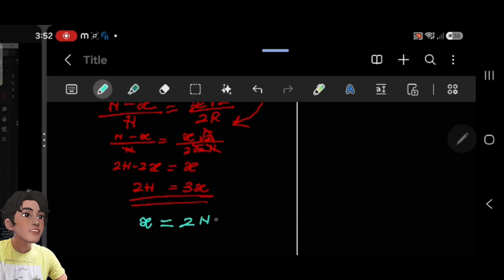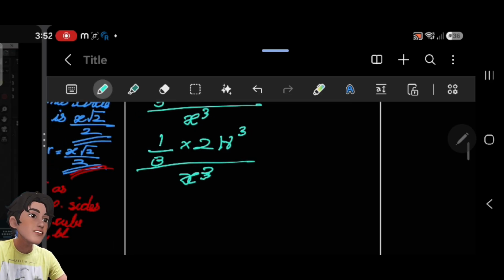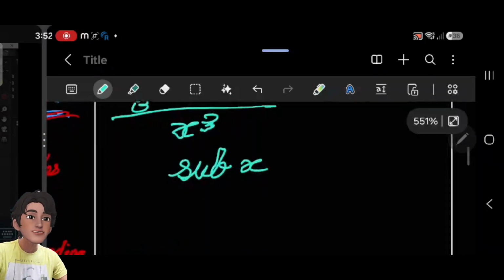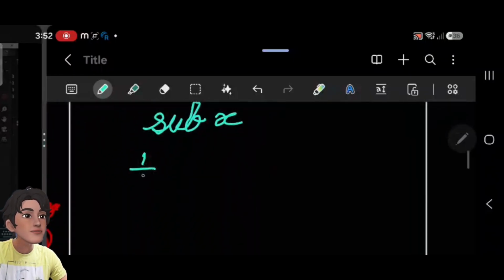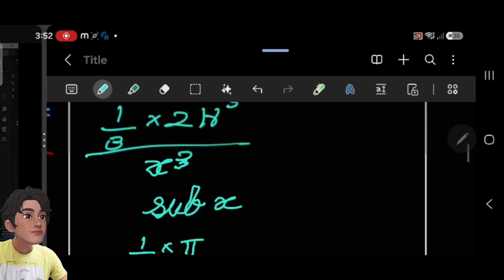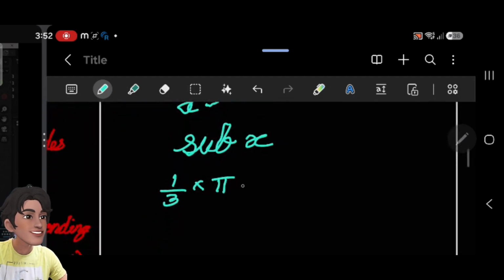And in this equation, let's take x on one side and push the others to the other side of the equal to symbol. We are getting x is equal to 2h by 3. Let's substitute this in the equation which we found right here. So substituting x, we are getting 1 by 3 pi. I guess I forgot to write pi here. Yeah. Let me put it in.